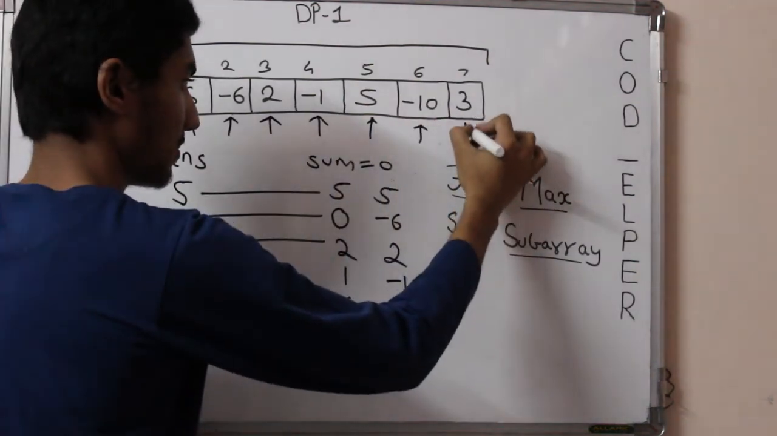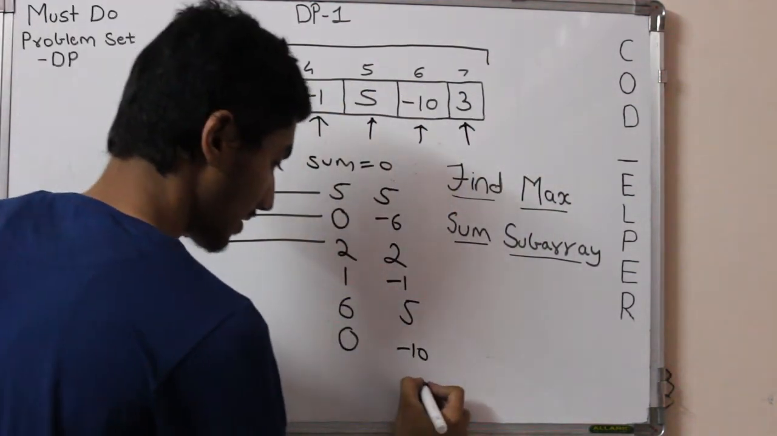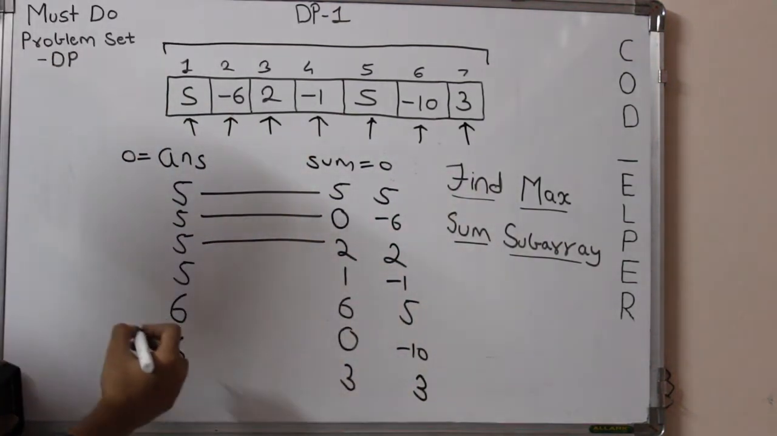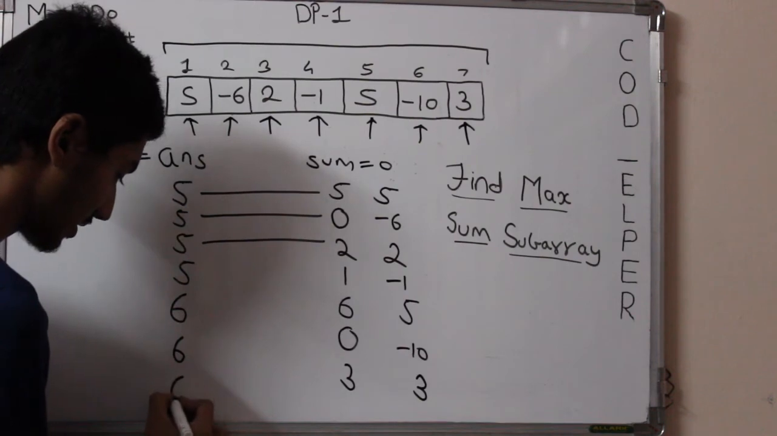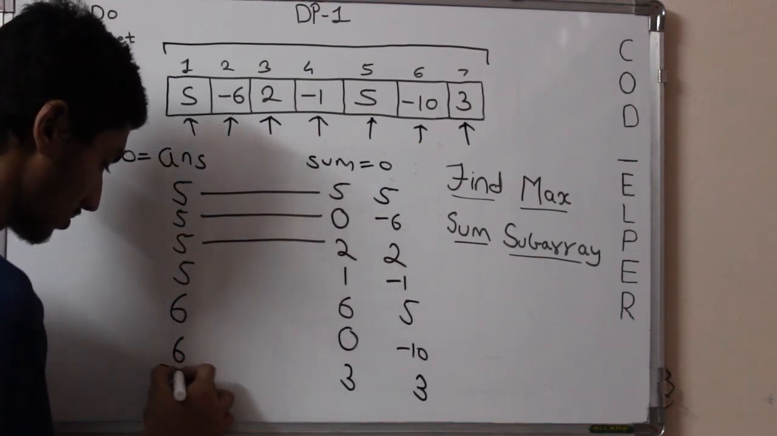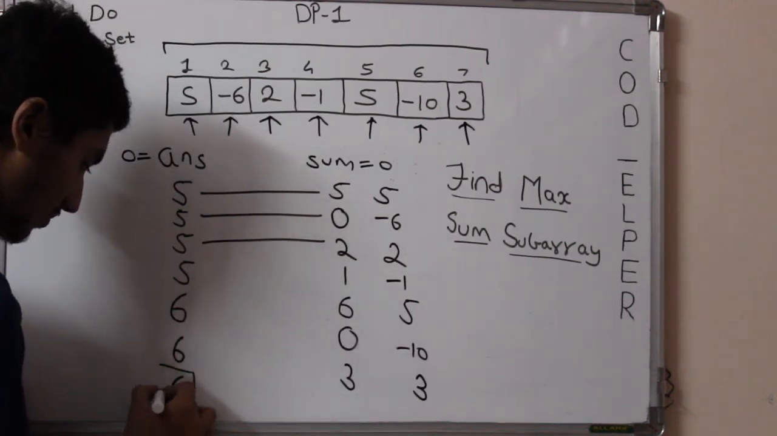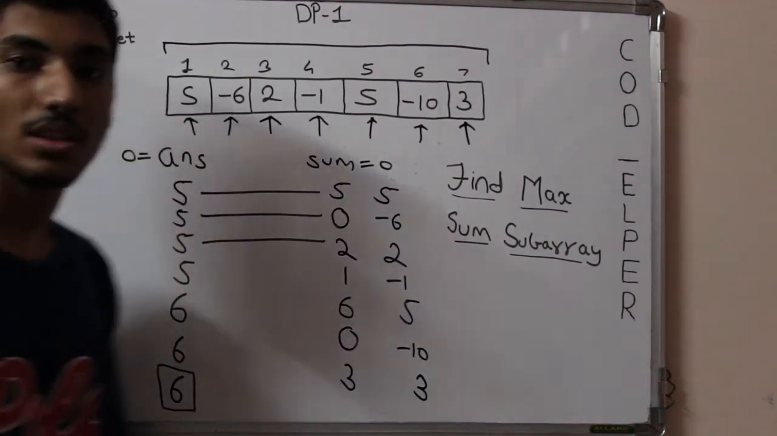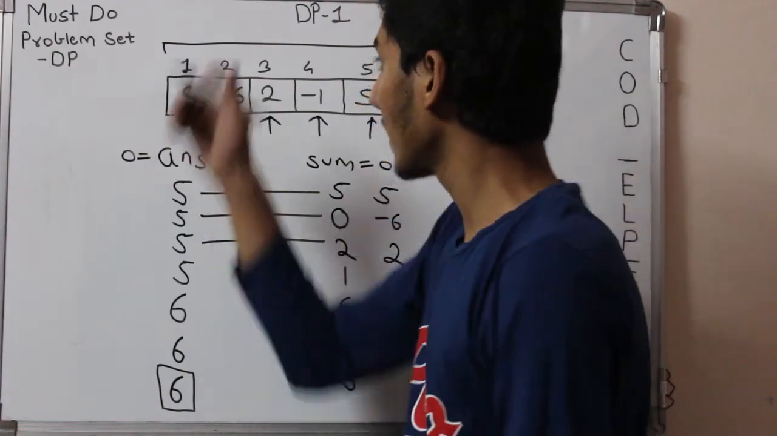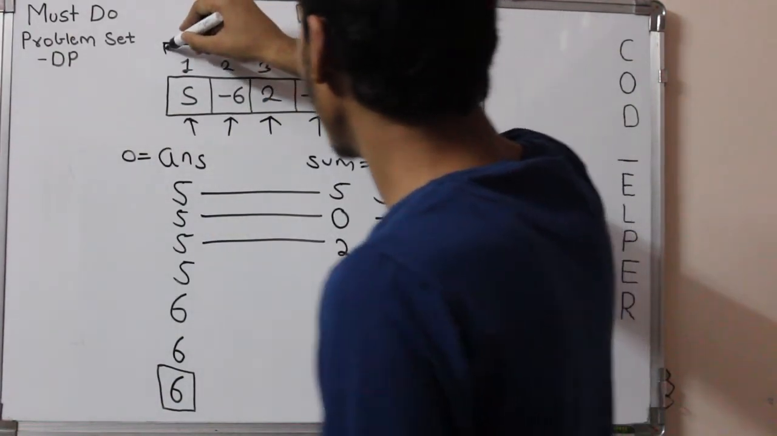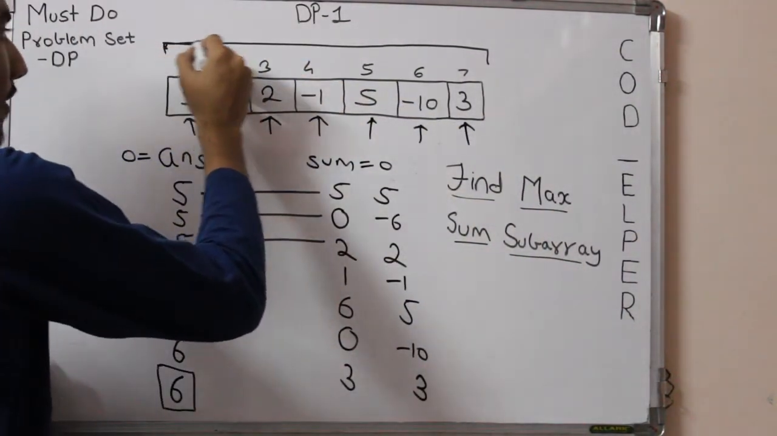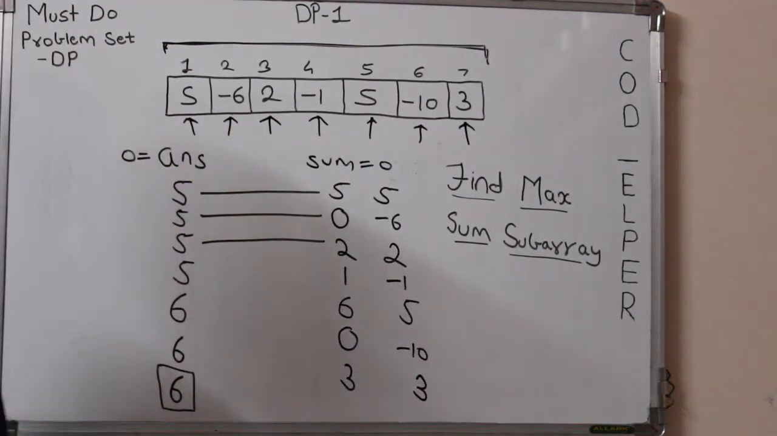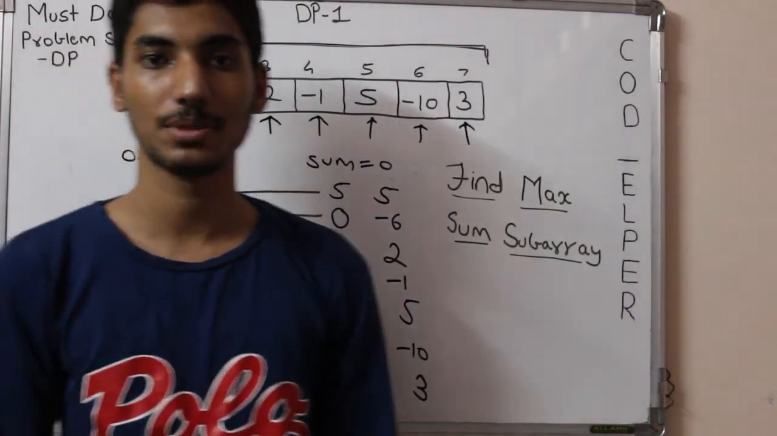Add the next element. On adding 3, our sum becomes 3. Is sum greater than answer? No. Let's keep answer equal to 6. This is our final answer. To iterate over this array, we require O of n time. So this is the most optimized solution of this problem.